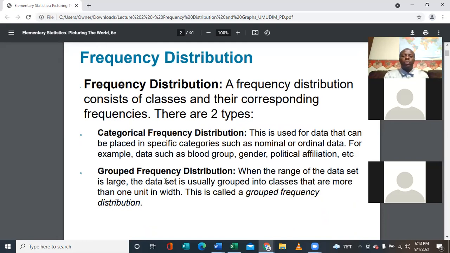There are two major ways that we use to present data. First, we can use a frequency distribution. Another way you can present it is to use graphs and charts. Let us start with the frequency distribution.